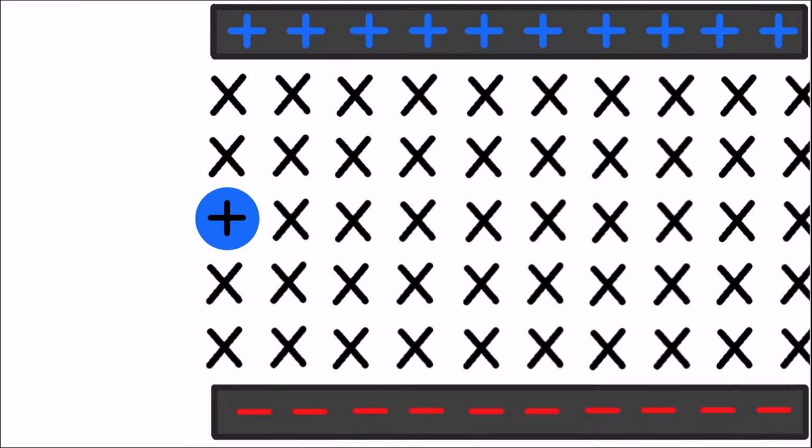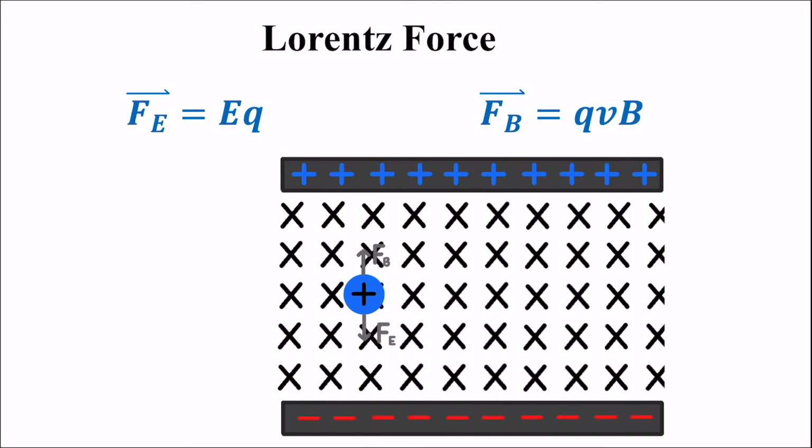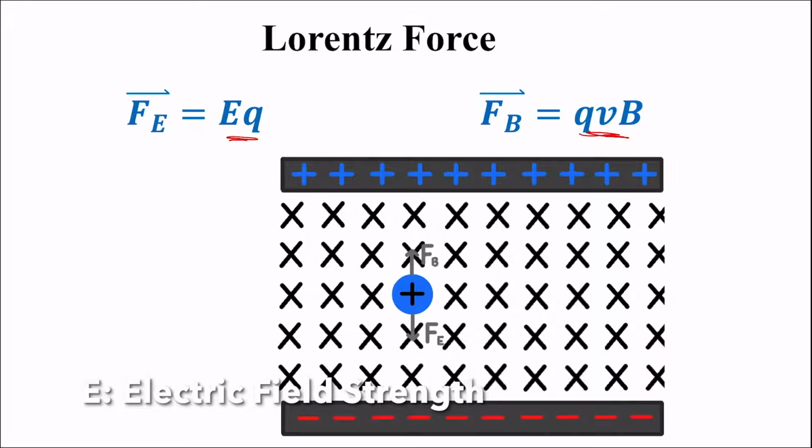A common situation in AP Physics is for there to be a moving charge in the presence of both an electric field and a magnetic field at the same time. When both these fields act at once, the combined force of the electric force and the magnetic force is called the Lorentz force. Now, assuming the field is perpendicular to the charge's velocity, the magnetic force is just QvB, and then the electric force is EQ.